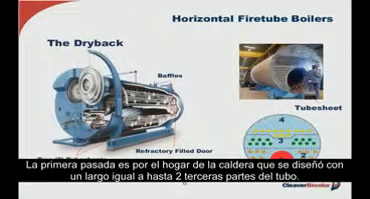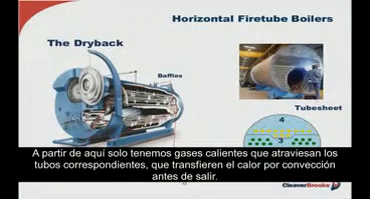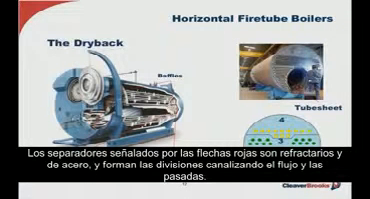We start with the furnace, which is the first pass, and understanding the burner has been designed to match the volume and length of the furnace to allow the flame to only extend about 2/3 of the way down it. From here, all you have is hot gases traversing through the respective tubes, convectively transferring their heat before exiting. Baffles, as indicated with the red arrows, both refractory and steel, form the divisions, channeling the flow between the passes.